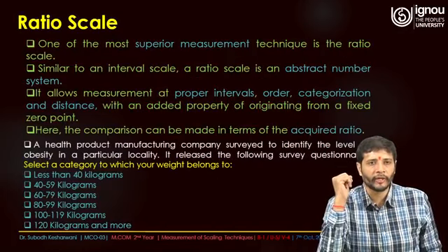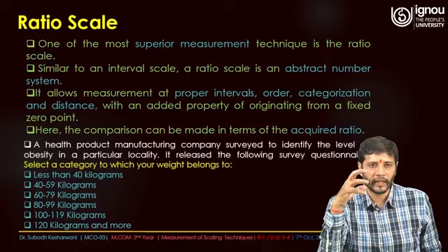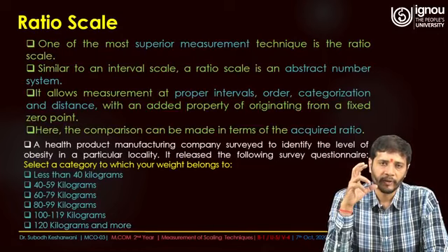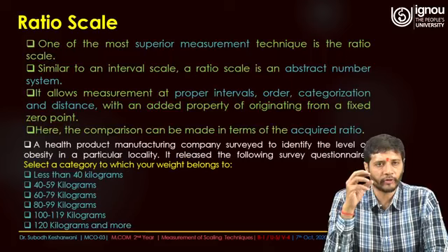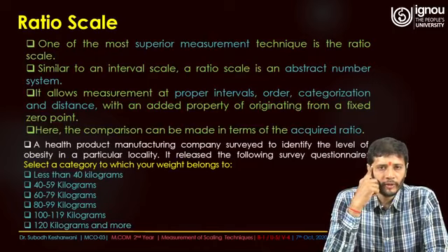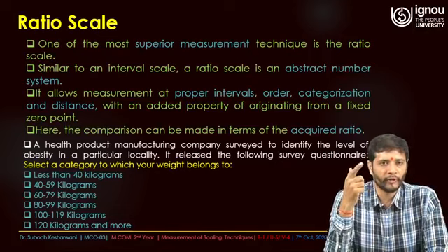Now the other model, which is very important, is the ratio scale, which is a bigger part as far as scaling is concerned, and one of the most superior measurement techniques, because it takes into consideration the entire circle. We have a comparative view of the difference between ratio and nominal. Nominal is a very small circle, which could be part of the ratio scale, but the ratio scale is quite bigger, and under it you find the nominal, the ordinal, and the interval. So this ratio scale is an abstract number system. It allows measurement at proper intervals, order, categorization at distance, and originates from a fixed 0 point. So it starts from the 0 point.